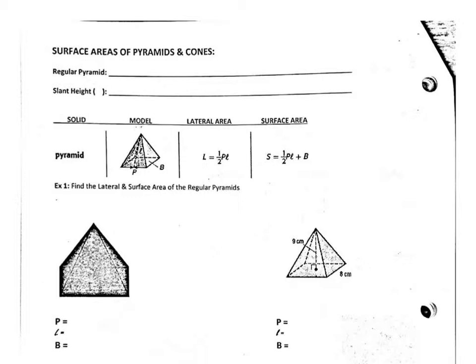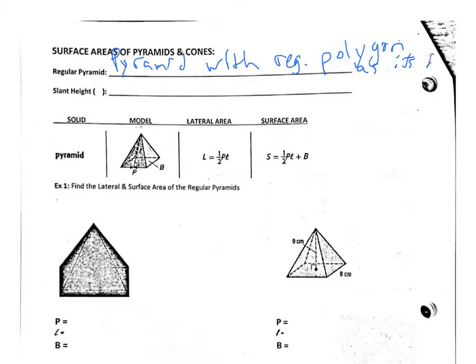What a regular pyramid is. Of course, we know what a pyramid is. It's got one base, and all the faces of a pyramid are triangles. But a regular pyramid is a little different because it is a pyramid with a regular polygon as its base. And you'll remember that a regular polygon is a polygon with all sides congruent and interior angles congruent.